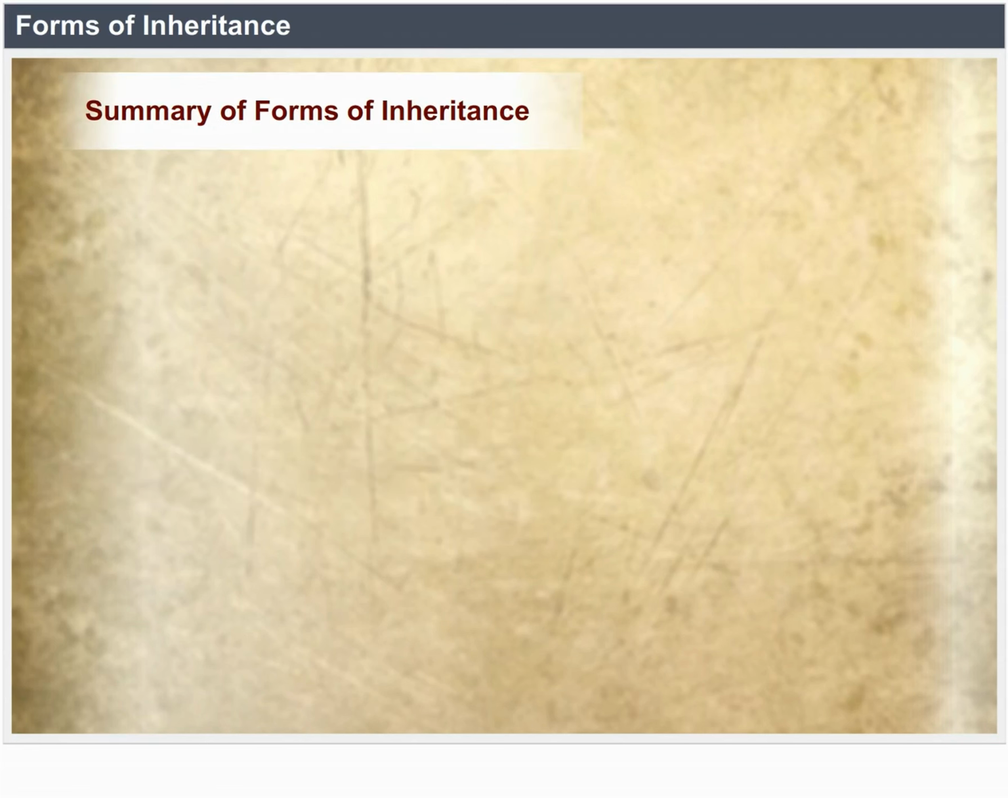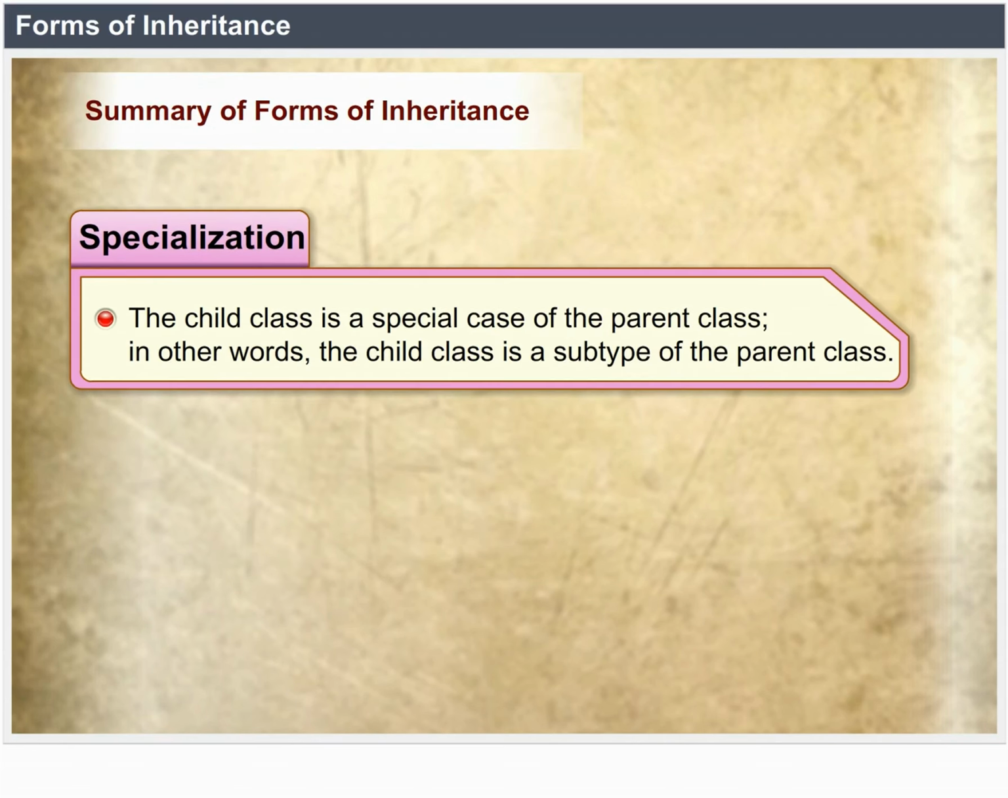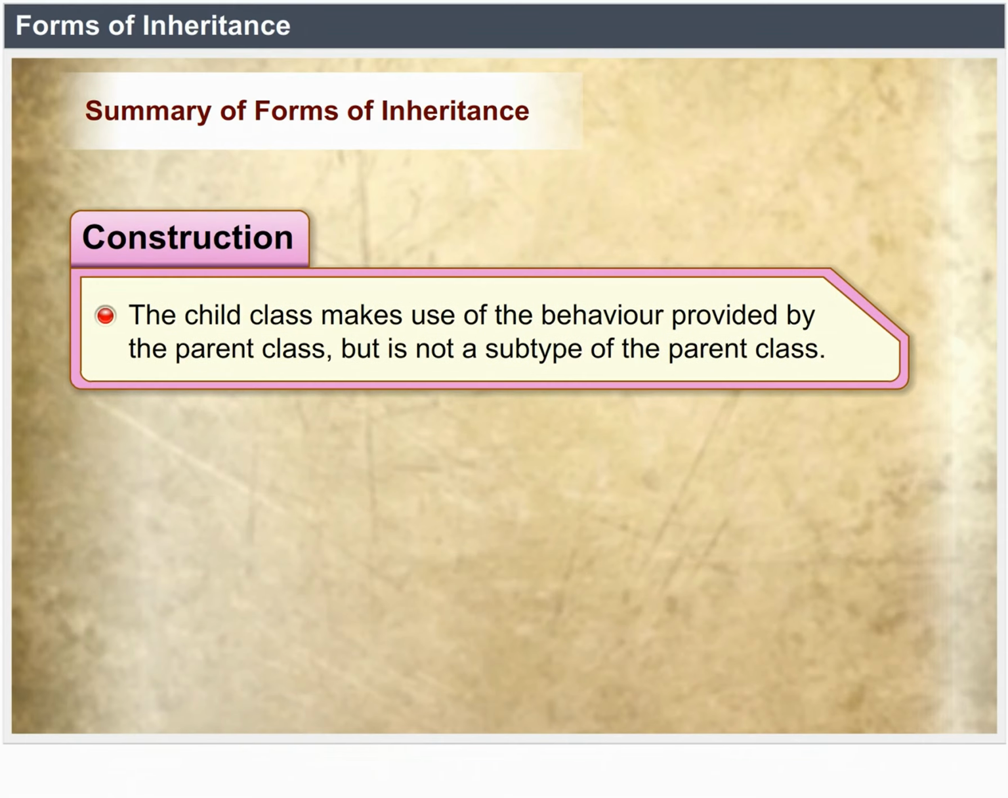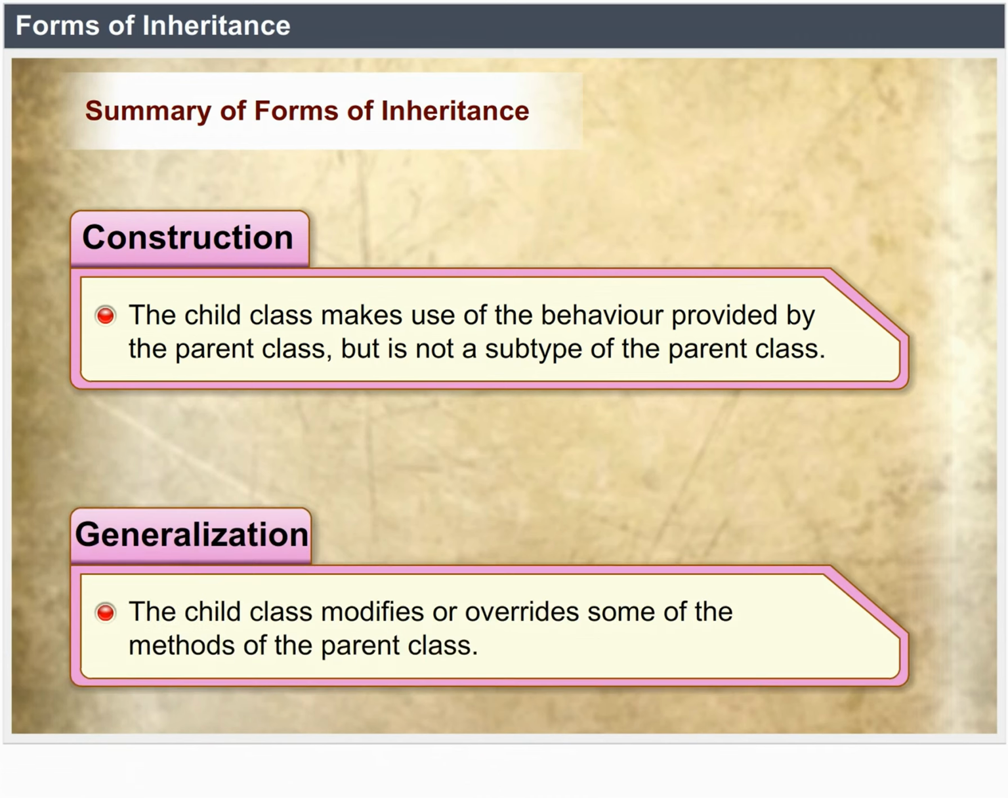Summary of forms of inheritance. Specialization. The child class is a special case of the parent class. In other words, the child class is a subtype of the parent class. Specification. Parent class defines behavior that is implemented in the child class but not in the parent class. Construction. The child class makes use of the behavior provided by the parent class, but it is not a subtype of the parent class.